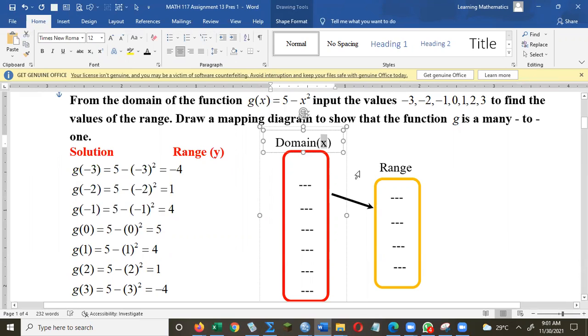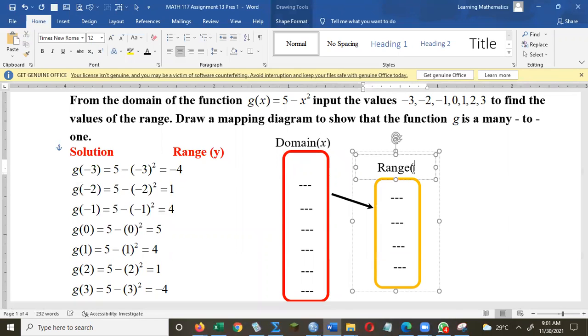And associate the word range with what letter? Can anybody tell me what letter I should put in that bracket? Let me repeat. No, it's not -4. Let me repeat my question. Always associate the word domain with the letter X. Right. So always associate the word range with the letter Y.